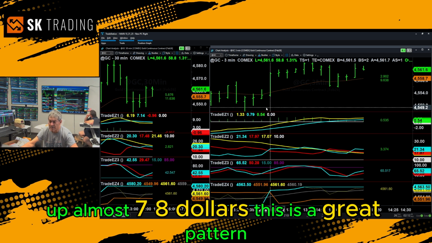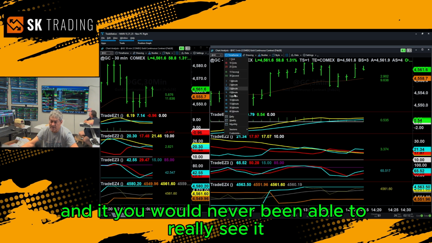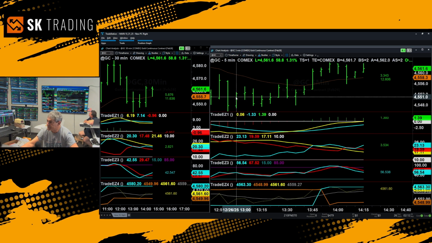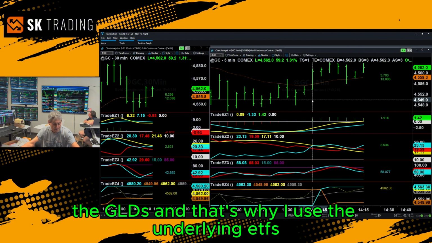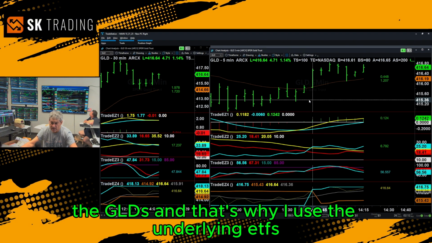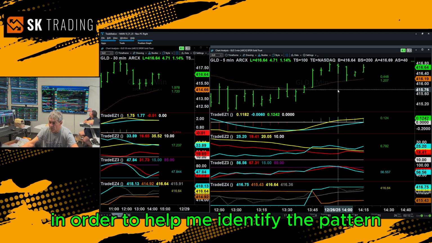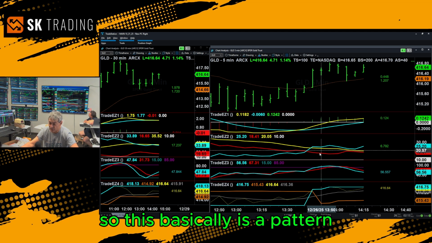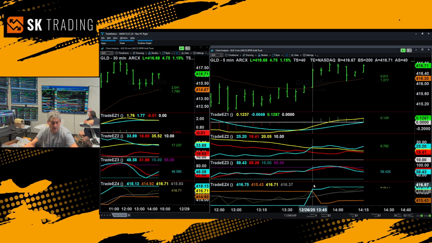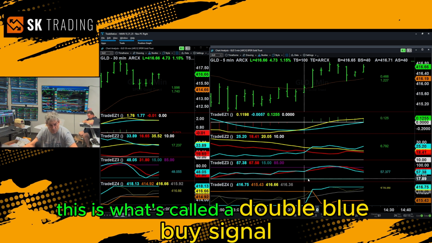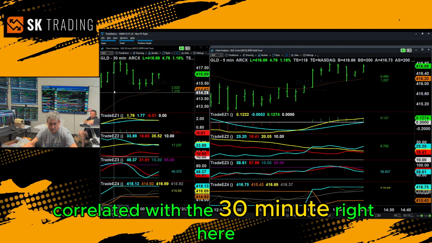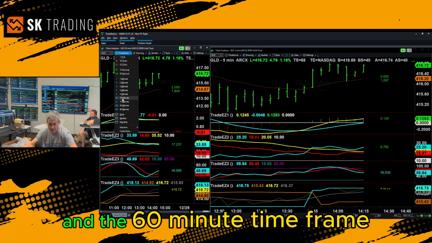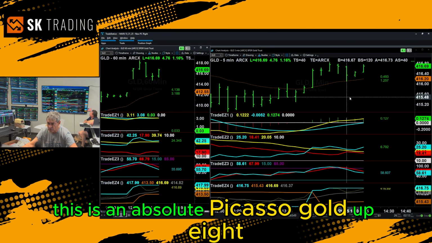This is a great pattern, and you would never have been able to really see it, okay, if it wasn't for the underlying ETF, the GLDs. And that's why I use the underlying ETFs in order to help me identify the pattern. So this basically is a pattern. This is what's called a double blue buy signal on the 5-minute, because the 5-minute time frame correlated with the 30-minute right here and the 60-minute time frame. This is an absolute Picasso. Gold up 8.